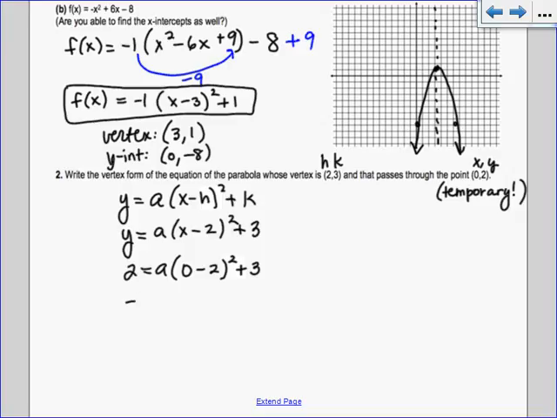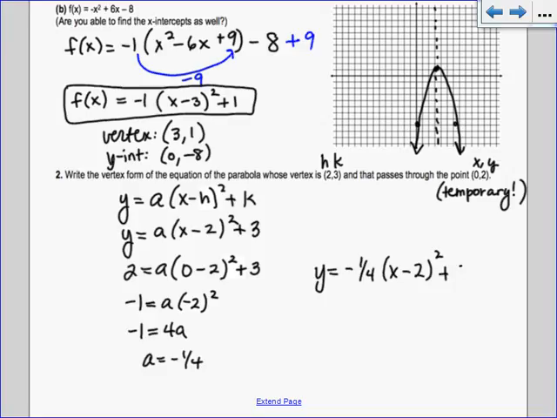I'm going to subtract my 3 over, so I get negative 1 equals a times negative 2 squared. So negative 1 equals 4a. So a equals negative 1/4. So now we have a, and we have h, and we have k, so we have everything we need for that vertex form. So I have a is negative 1/4, h was 2, k was 3. So that's our equation. And that's how we just have x and y in the final. We don't plug in 0 and 2 again. That's it. We just use it one time.